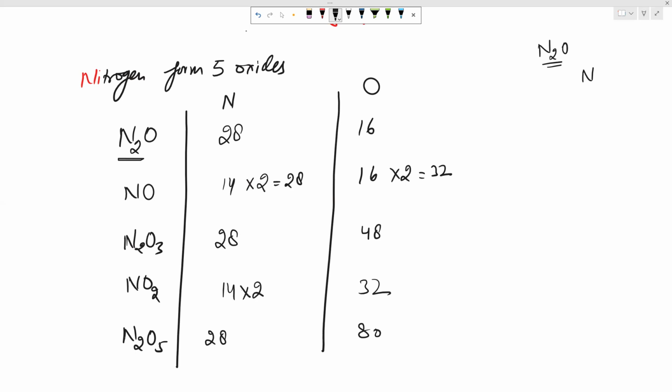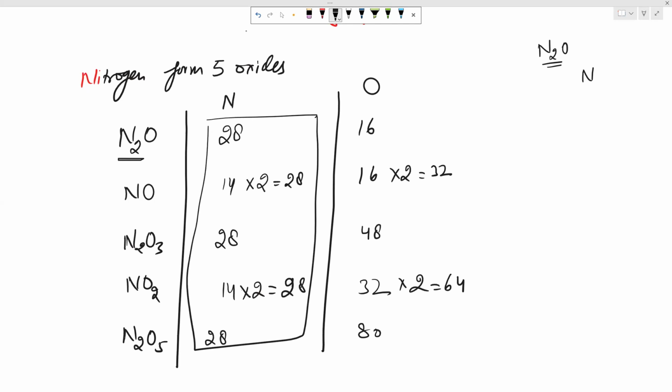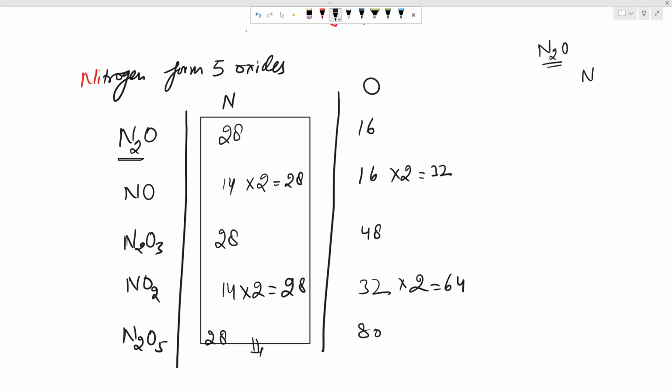This one also make 28, so this one will also be multiplied by 2, and this will be 64. Now check that this mass has become constant. So for a given constant mass, if an element is making various compounds, then we simply say they are going to have the simplest whole number ratio, like 16 is to 32 is to 48 is to 64 is to 80. You cut by 16, and the simplest ratio will be 1 is to 2 is to 3 is to 4 is to 5.